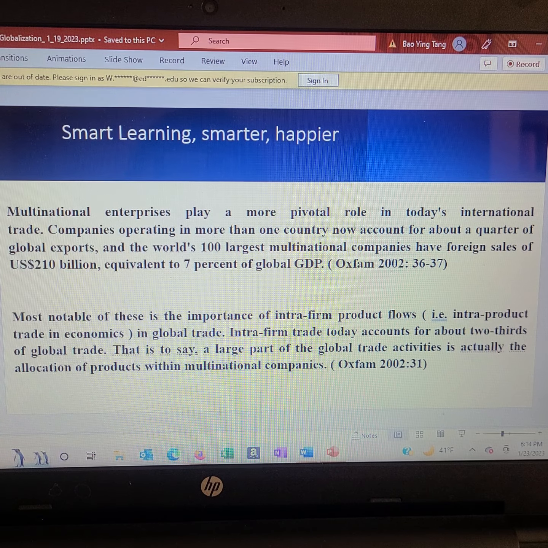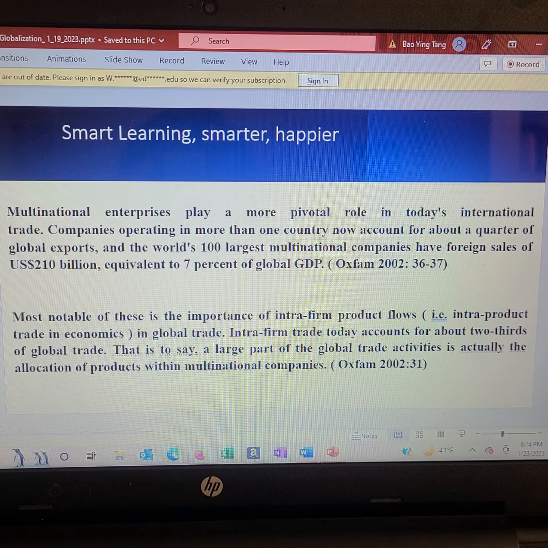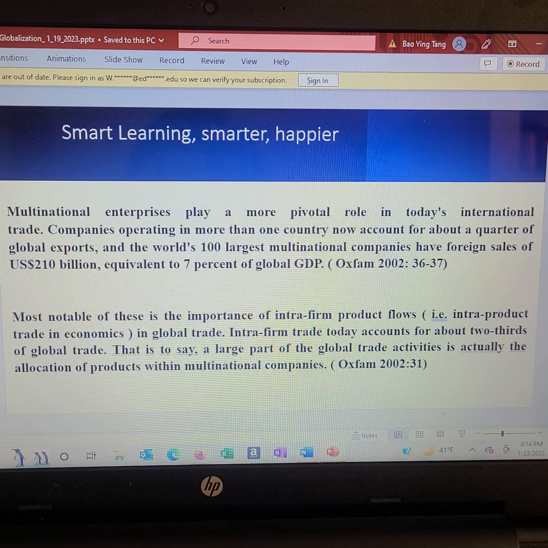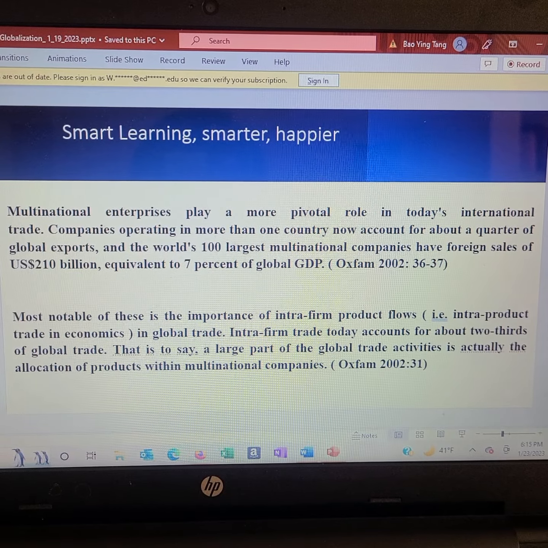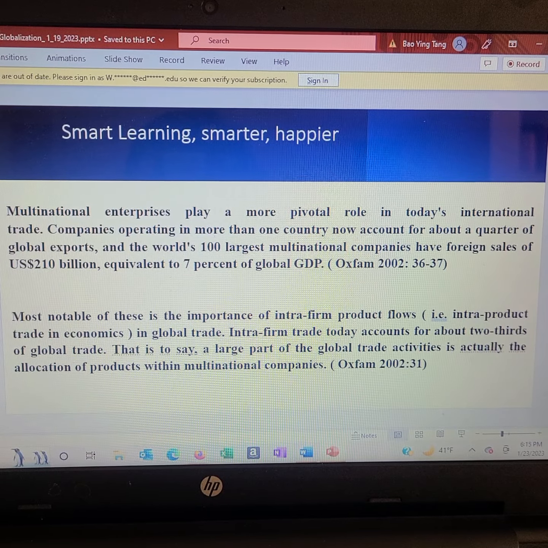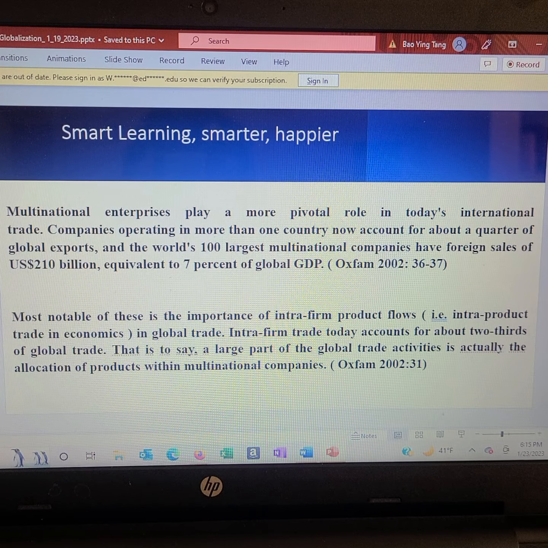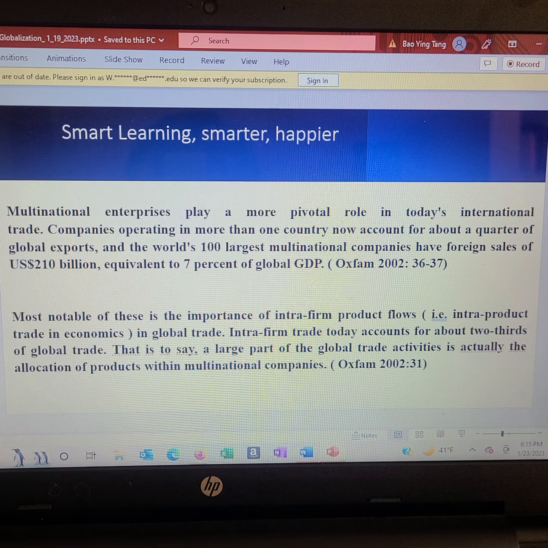Most notable of these is the importance of intra-firm product flows, intra-product trade in economics, in global trade. Intra-firm trade today accounts for about 2/3 of global trade. That is to say, a large part of the global trade activities is actually the allocation of products within multinational companies.